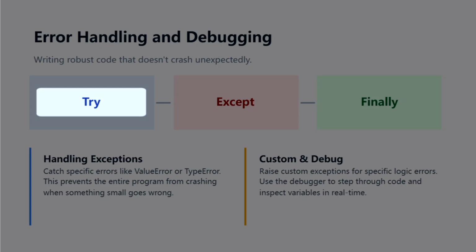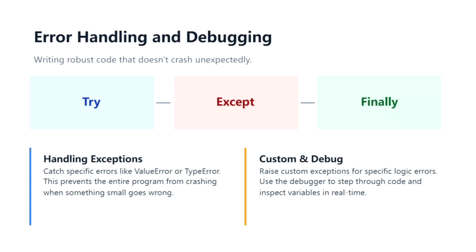The fundamental tool for this is the try, except, finally block. We wrap our risky code in a try block, essentially telling Python, give this a shot and see if it works. If a problem occurs, the except block catches the error, acting as a safety net so the whole program doesn't come to a grinding halt.